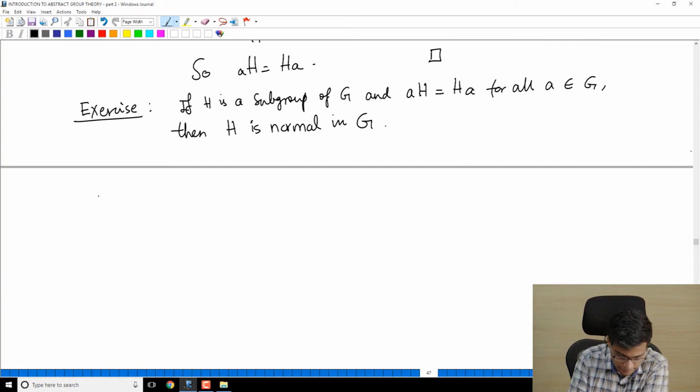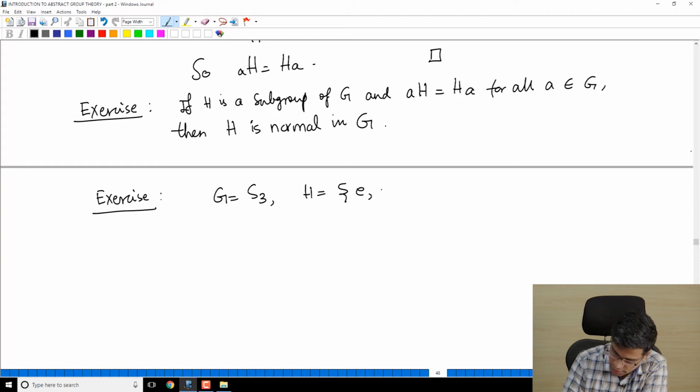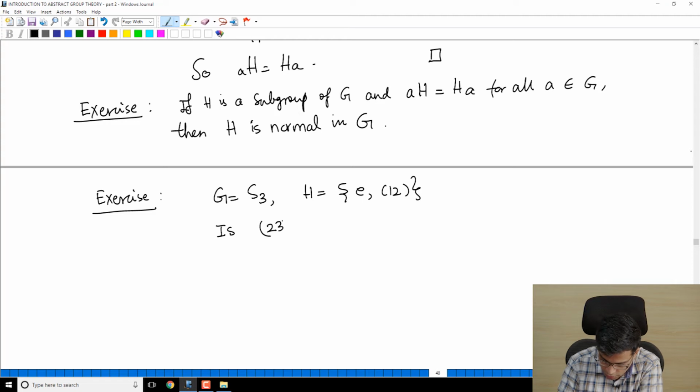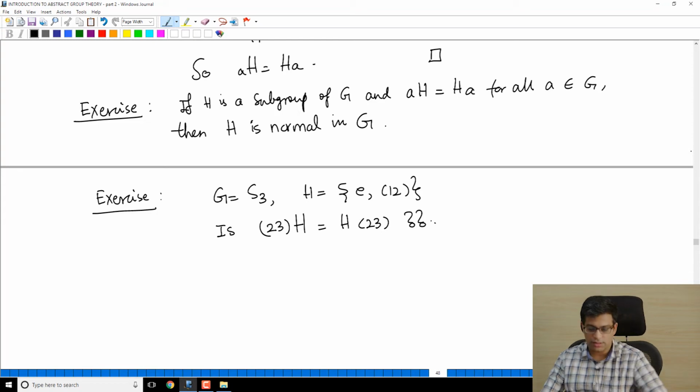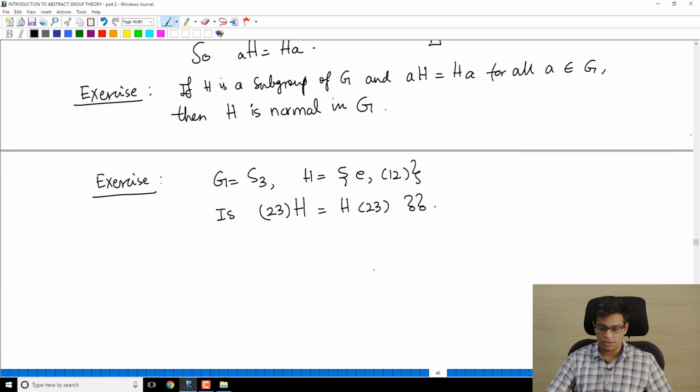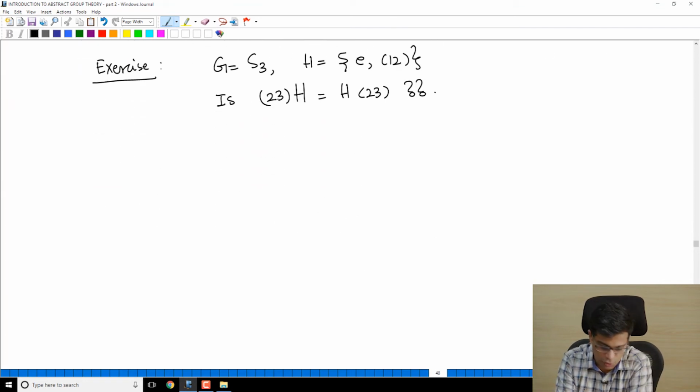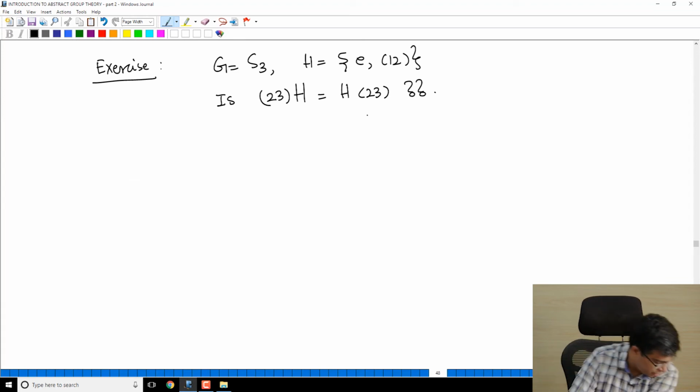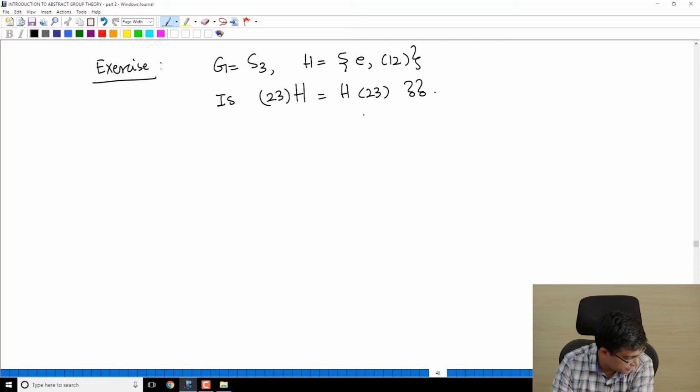And actually another exercise: if G is S3 and H is the subgroup we considered earlier, E and (1 2), is (2 3) times H equal to H times (2 3)? Okay, so this is the question. Is the left coset of (2 3) equal to the right coset of (2 3)? I'll give these exercises to you. You should do this. This (2 3) H we already computed. Just compute H (2 3). If you compute, you will see, and then you can ask if it's equal or not.